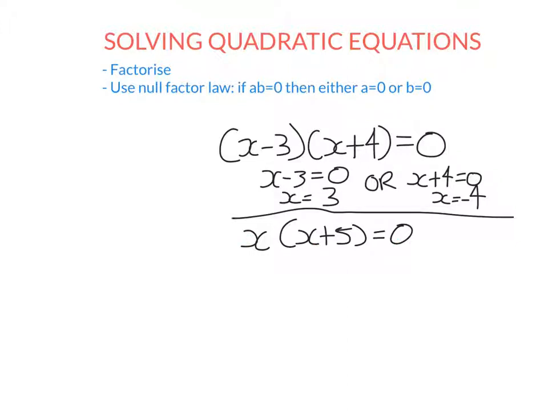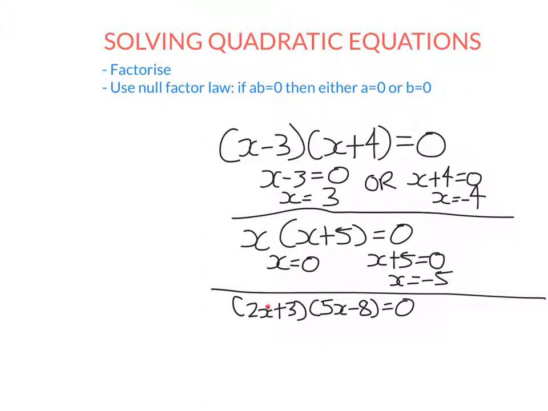Once again, we have something times something is equal to 0. The null factor law tells us either the first something equals 0 or the second something is equal to 0. And if x plus 5 equals 0, x equals minus 5. How easy is that? So if we have something like (2x plus 3) times (5x minus 8) equals 0, using the null factor law, either the first something is equal to 0, so that would mean 2x plus 3 is equal to 0. This is just a linear equation, you solve it like normal.